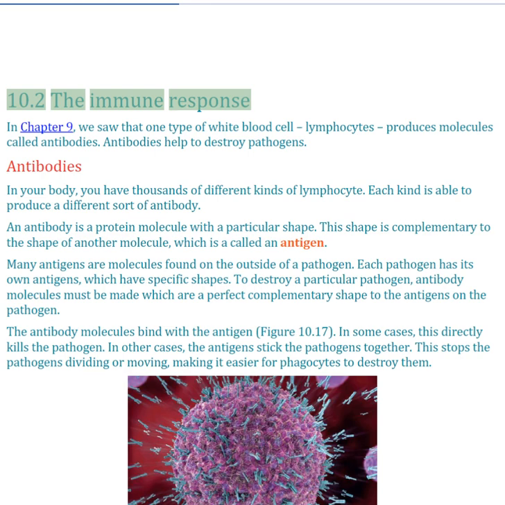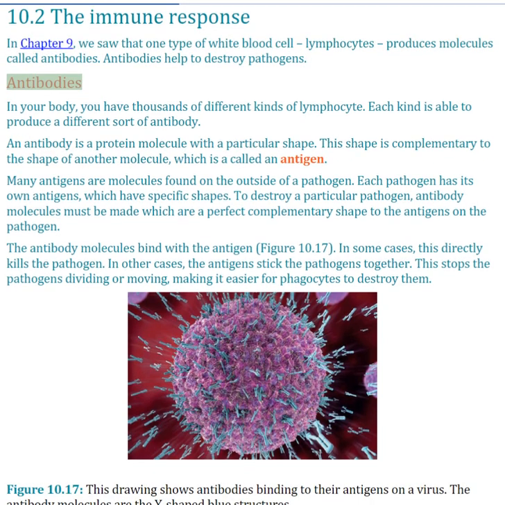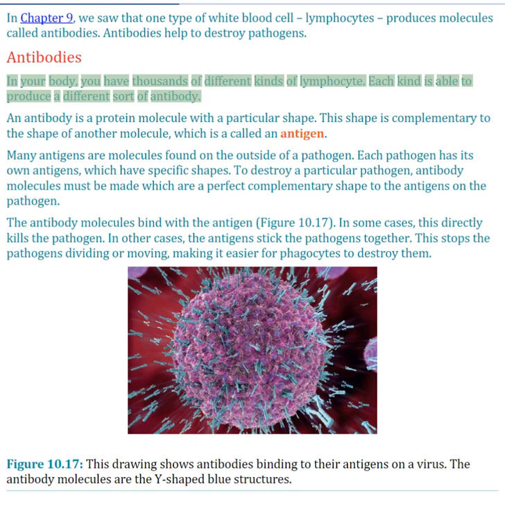10.2 The immune response. In Chapter 9, we saw that one type of white blood cell, lymphocytes, produces molecules called antibodies. Antibodies help to destroy pathogens. Antibodies. In your body, you have thousands of different kinds of lymphocyte. Each kind is able to produce a different sort of antibody.